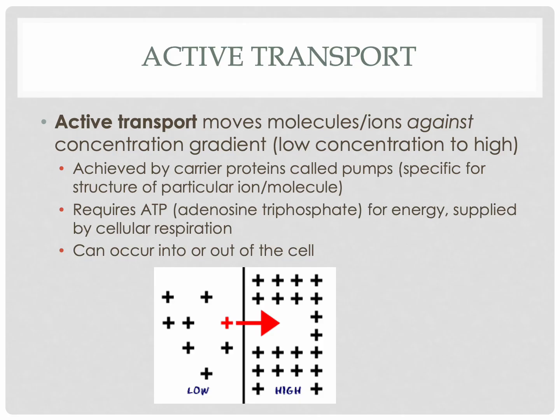ATP is produced during respiration inside the cell. The energy is used to make the carrier protein change its shape while transferring the molecules or ions. This can occur in or out of the cell.